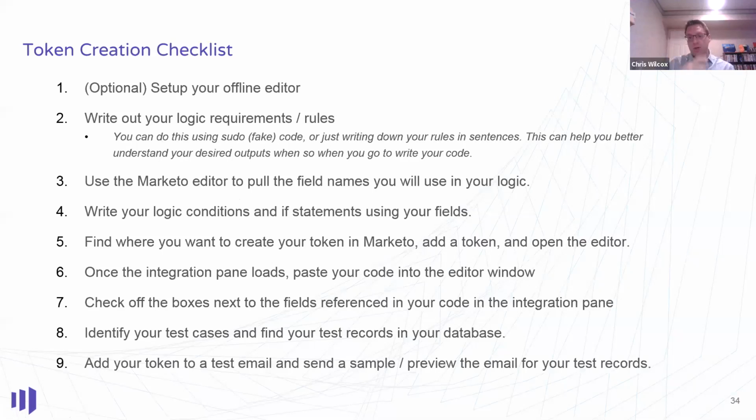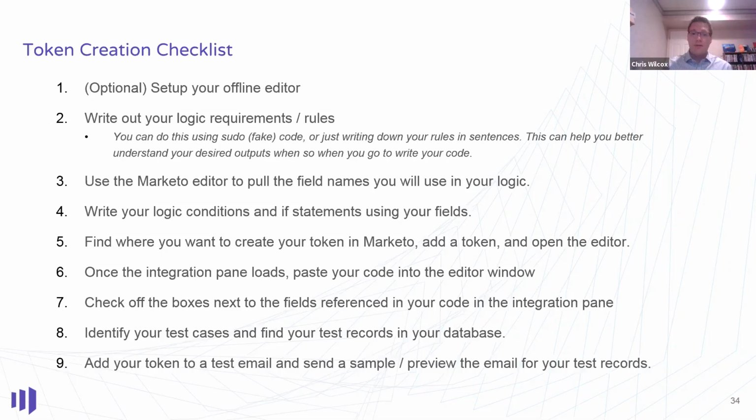So let's go through this quick checklist of how you should go through this as you're creating tokens. One, if you want to work in the offline editor, set that up, which is one time, and you're good to go. Then write out your logic requirements. What do you want this to do? A lot of people write this out using pseudocode. So it's literally just words: if the person equals this thing, do this thing. Writing it out as a sentence can help you once you get into actually creating code, what you need your code to do. I'm a big fan of that. It helps ground me before I start working in actual code, syntax, and rules, and I know what I'm trying to do before I really get into the actual code development.